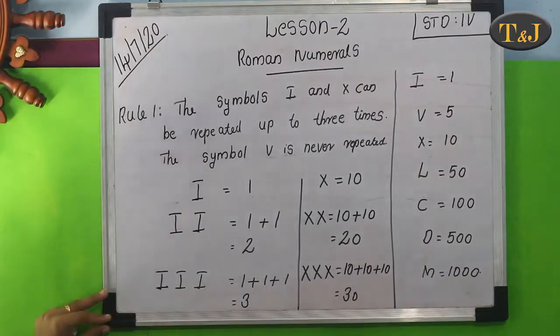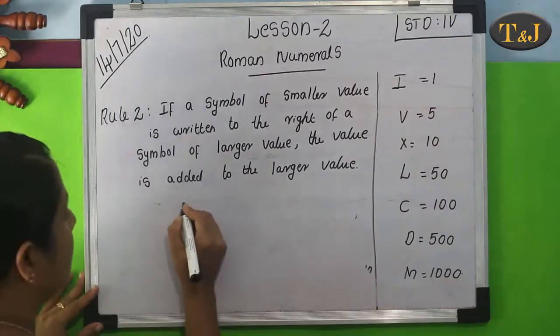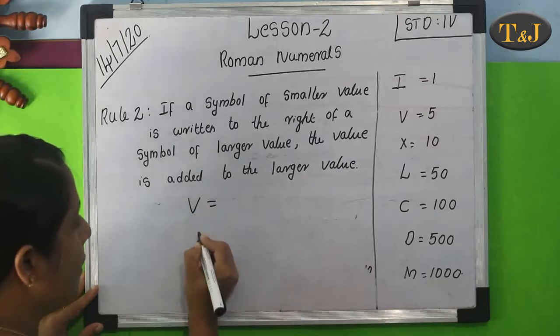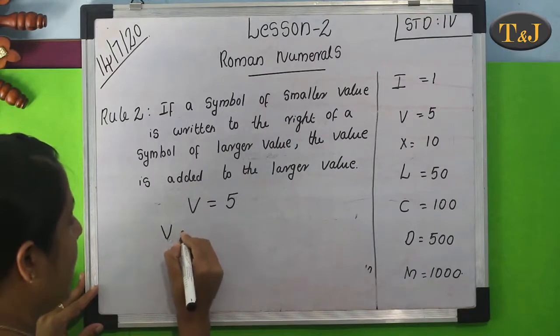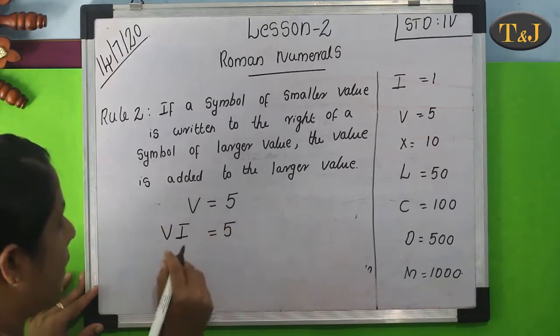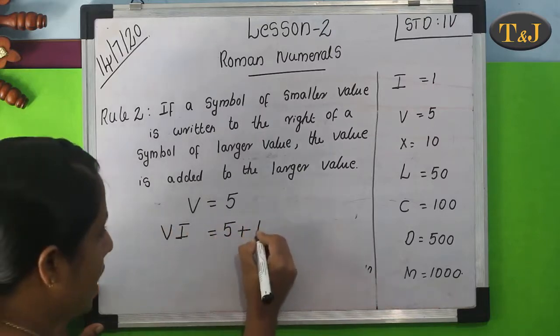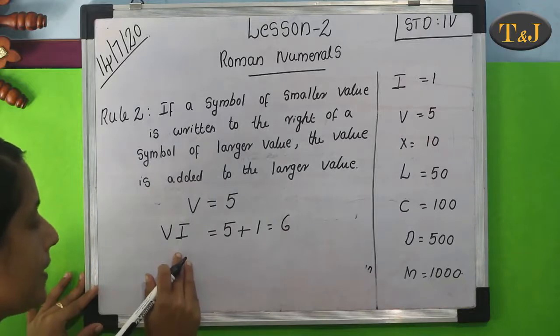So I and X can be repeated up to 3 times. Then rule number 2: if a symbol of smaller value is written to the right of a symbol of larger value, the value is added to the larger value. For example, write the Roman number V. We know that the Roman number V is 5. Then in Roman number V, we add I to this number. That is 5, then I means the Hindu Arabic number 1, so 5 plus 1 equals 6. This is the representation of the number 6 in Roman numerals.